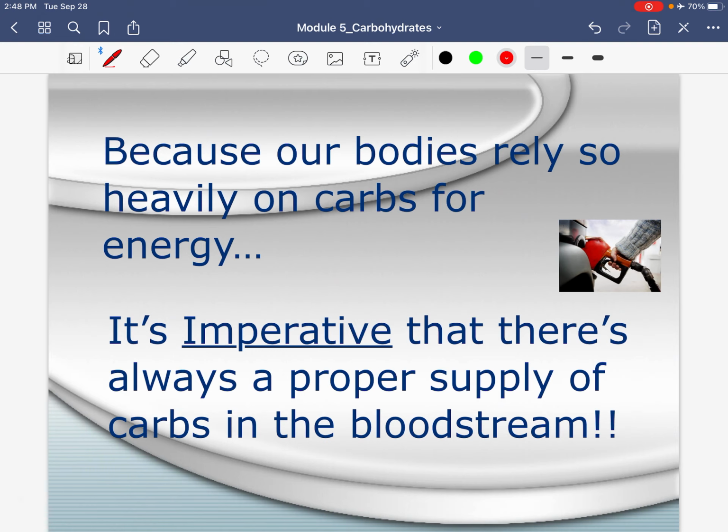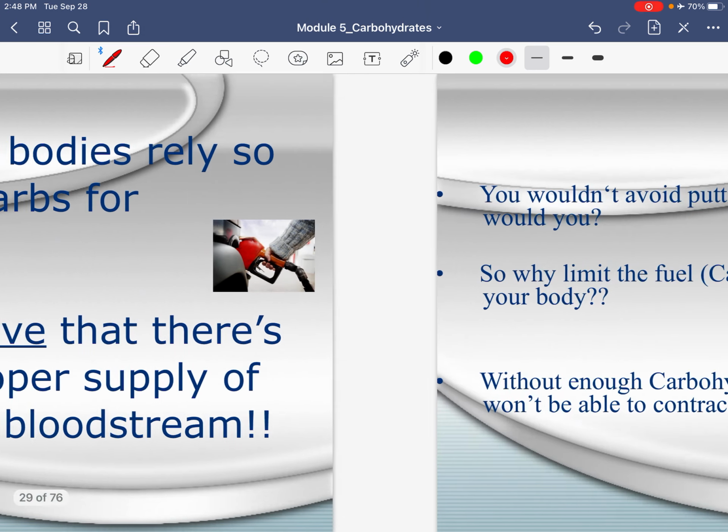Carbohydrates are so important, right? It is what circulates in the blood, the glucose, and this is what our muscle cells will turn to immediately. So it's really important that we constantly have the right supply in the blood and then have some glycogen on the storage shelves for when we need it.